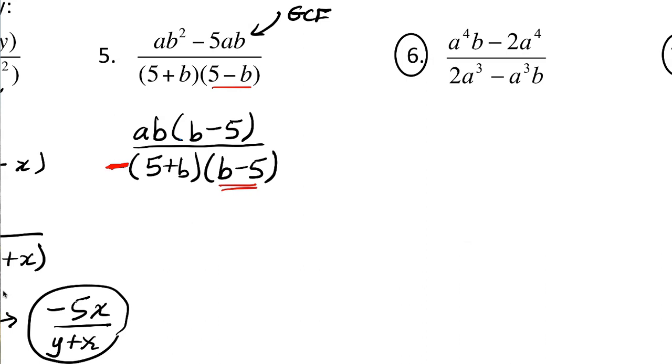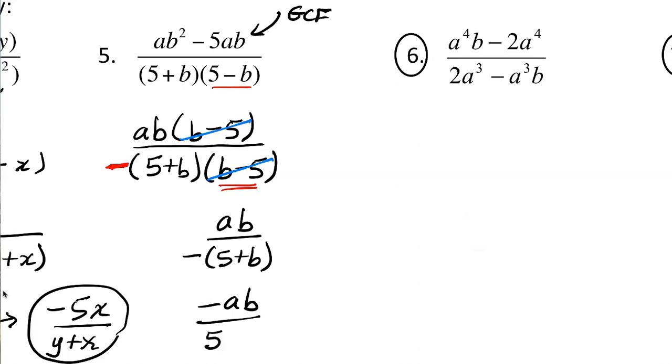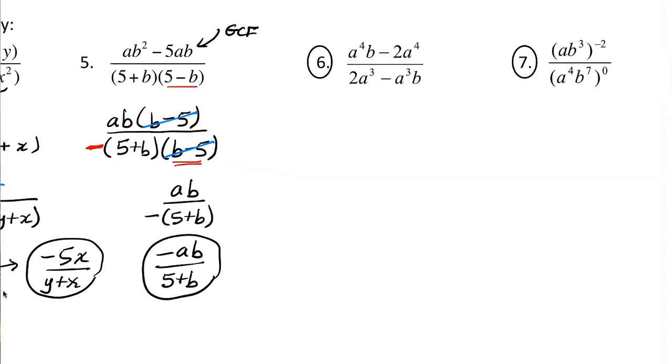And then I can divide out common factors, b minus 5. So we have ab over negative 5 plus b. And we put the negative in the top, so that would be negative ab over 5 plus b. So that would be our simplified answer. I'd like you to try number 6 and number 7, and you'll input your answers onto Schoology for those.